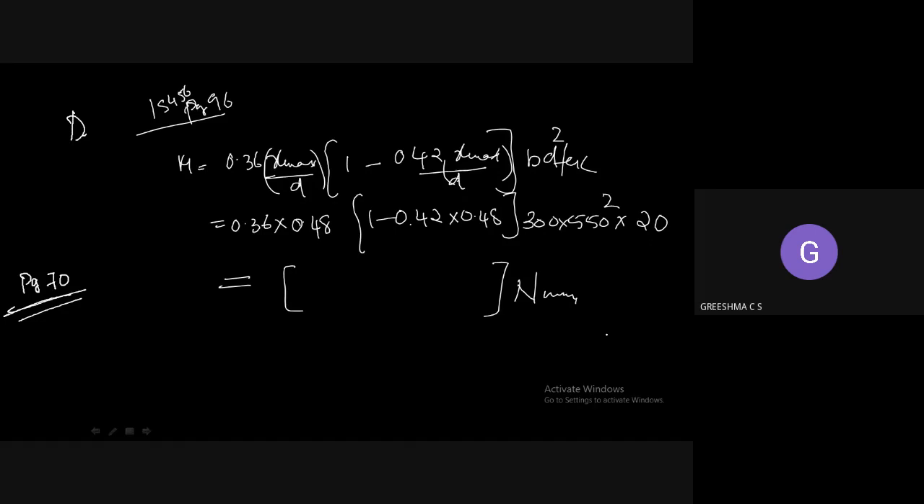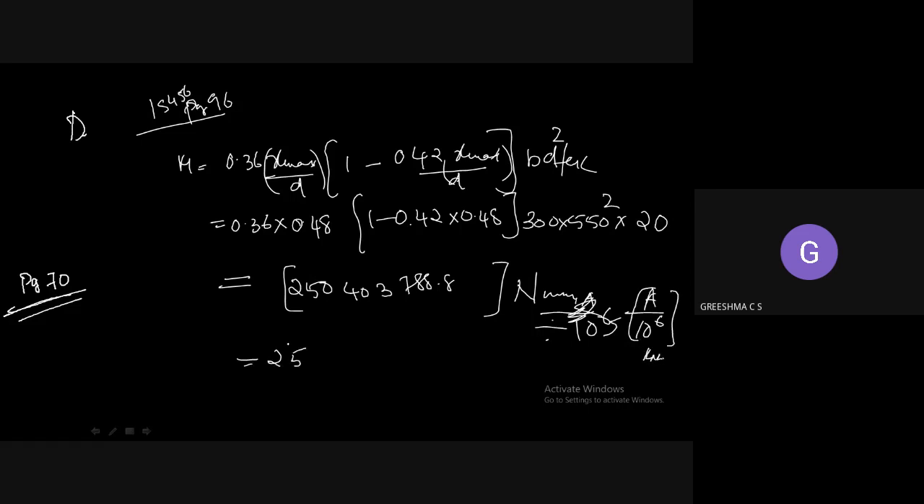Okay, very good. So that is 250, correct. 250,403,788.8. Then divided by 10 raised to 6. If you divide your answer by 10 raised to 6, you will get it in kilonewton meter. So that is 250.47 kilonewton meter. So that is the moment of resistance. We have found out the moment of resistance.